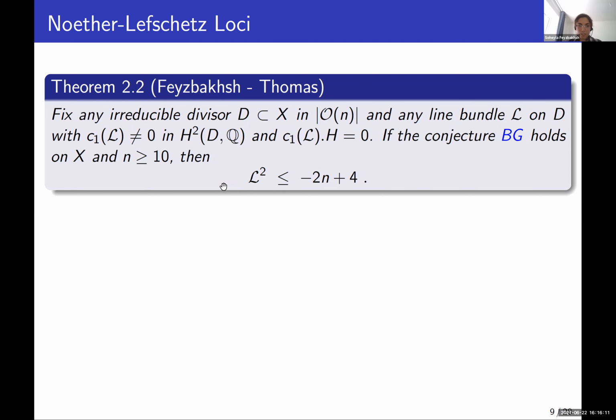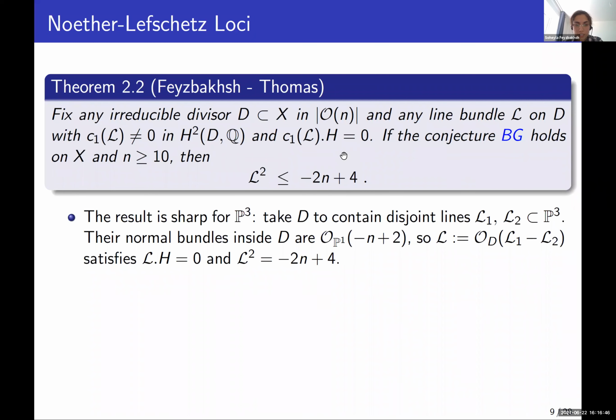So the point is, if L square is bigger than minus 2N plus 4, then chain three of the push forward of this line bundle is high enough so that we can show that this push forward is actually obtained as the co-kernel of a Joyce-Song pair. So we have seen that this means that this line bundle is actually anti-effective, which is not possible by the fact that L dot H is equal to zero, and we reach a contradiction. This upper bound is actually sharp for projective space, because if you consider two disjoint lines L1 and L2, and then consider the line bundle OD of L1 minus L2, then we have L dot H is equal to zero, but L square is precisely minus 2N plus 1.